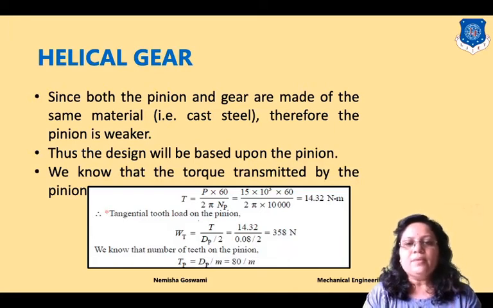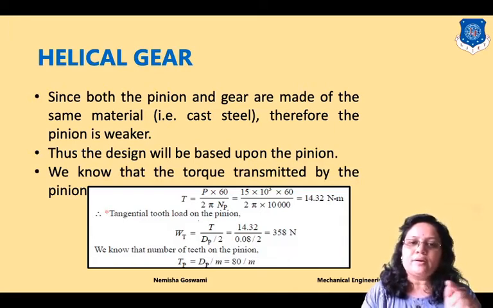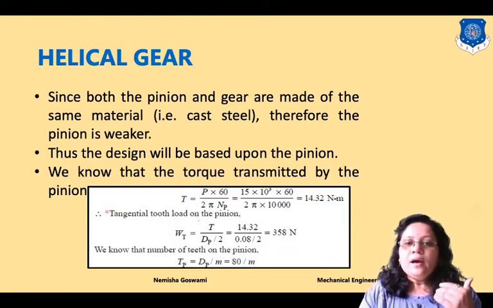Simple. Okay. So here WT is equal to torque divided by RP, or RP is equal to dP by 2. So I will put this value, we will get tangential load. So this is equal to 358 Newton. Now find out the number of teeth on pinion.